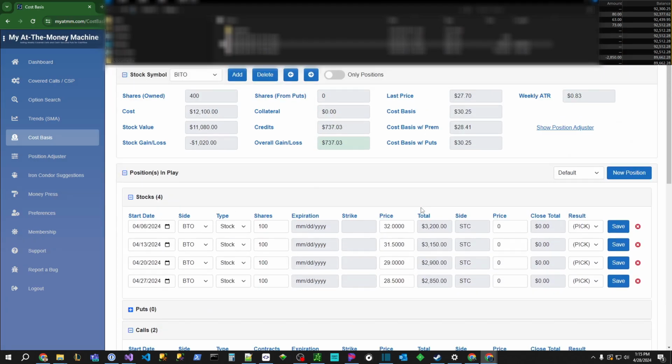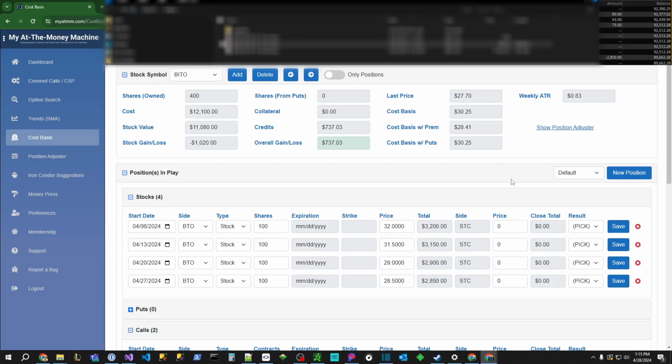So to just review the overalls in this position, we currently own 400 shares, and the total cost is $12,100, and stock value is $11,000. So right now we have an unrealized loss of $1,020 based off the last trading price. And the total premiums that we've collected is $737.03. And this is our new cost basis, and the cost basis with premium that we're setting at.